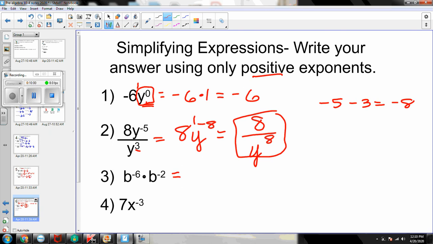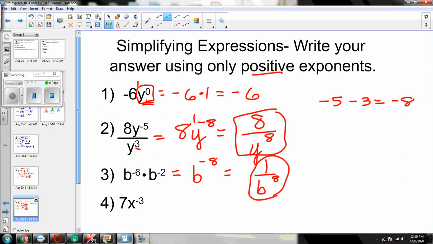On number 3, when I multiply, remember, add the exponents. Negative 6 and negative 2 make negative 8. But my exponent's negative, so it's not simplified all the way. So since it's a negative 8, I move it to the denominator. My final answer would be 1 over b to the 8th.